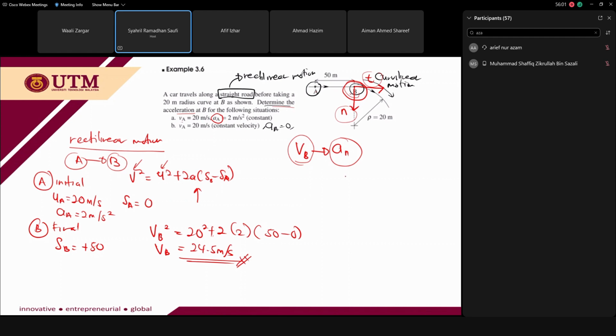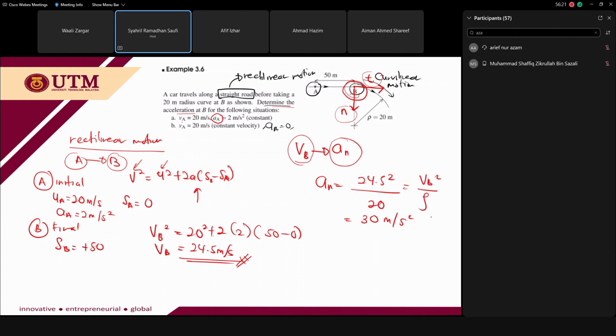Okay, so now you can determine AN. So AN is equal to 25.4 squared over 20. So then you will get 30 meter per second squared. Okay, this is VB squared over rho.